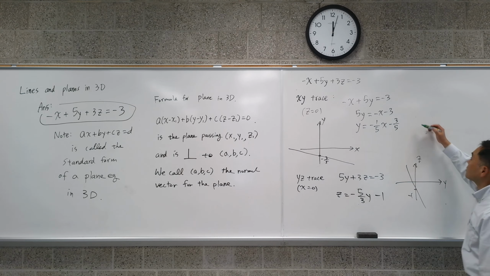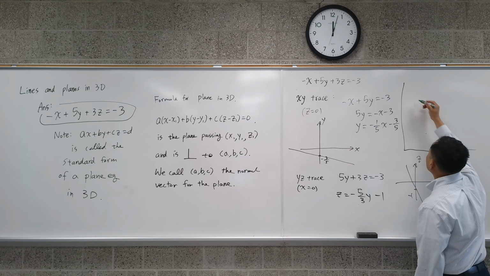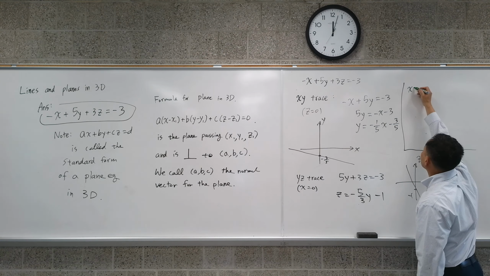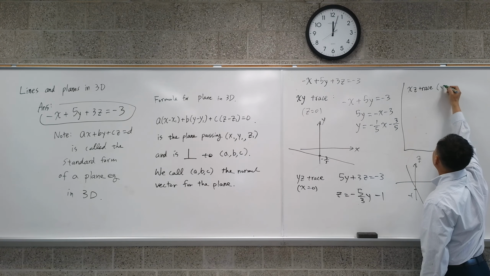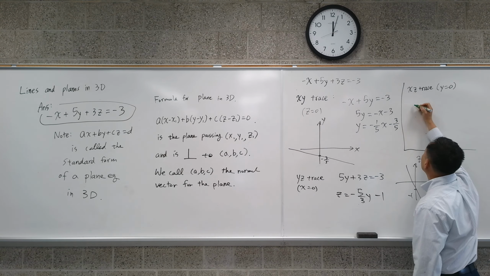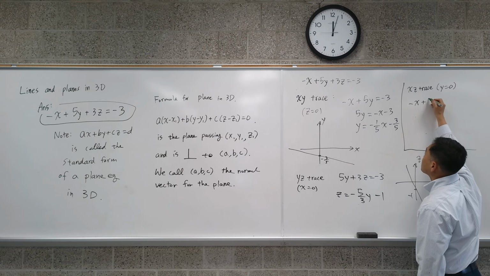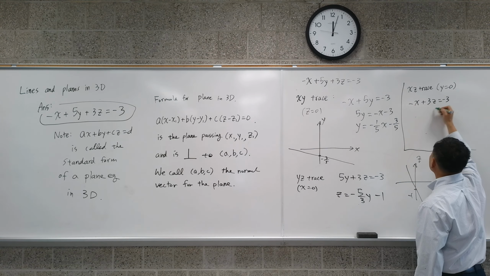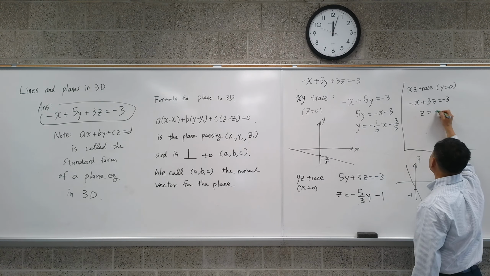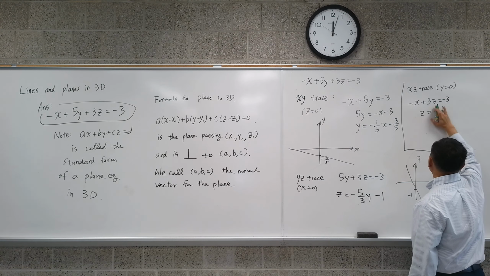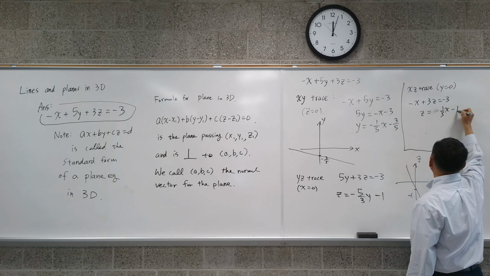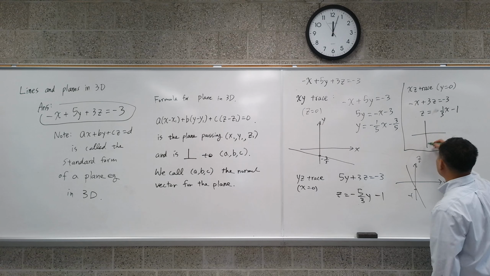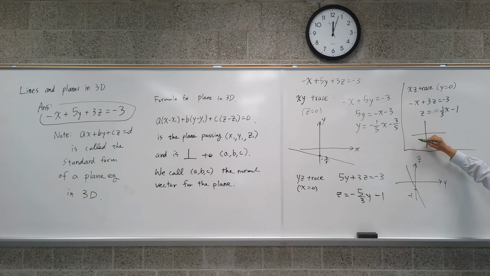And then you can also get the xz trace, which is setting y as 0. That gives you negative x plus 3z equals negative 3. So z is equal to negative 1/3, actually positive 1/3 x minus 1. And that gives you negative 1, and then it's something like this.